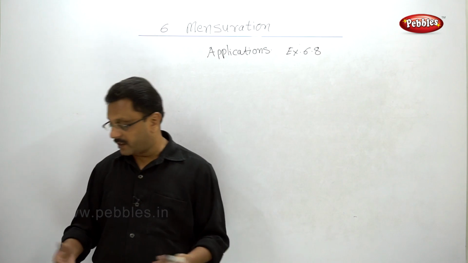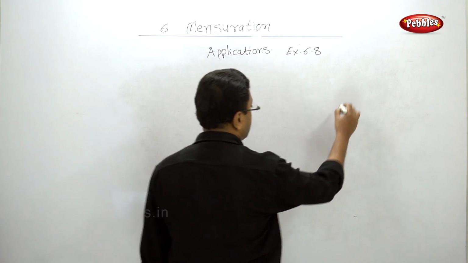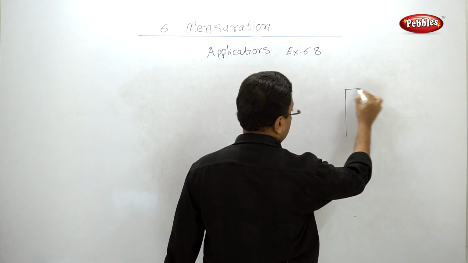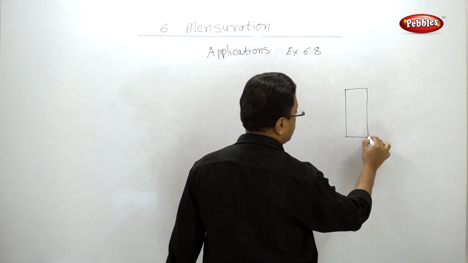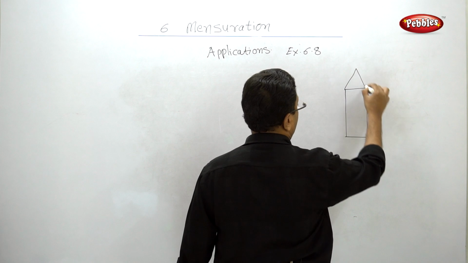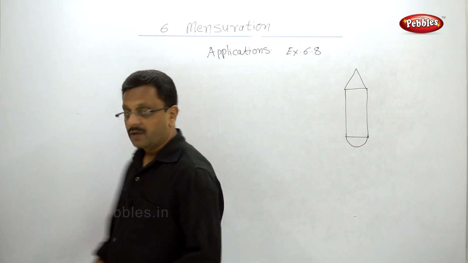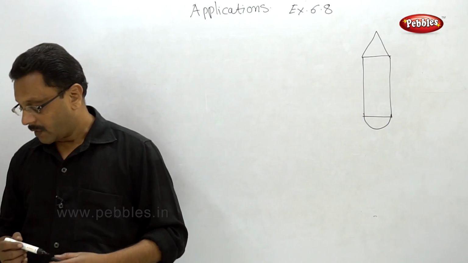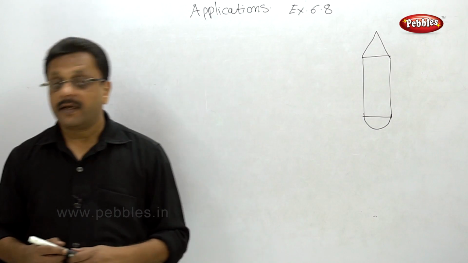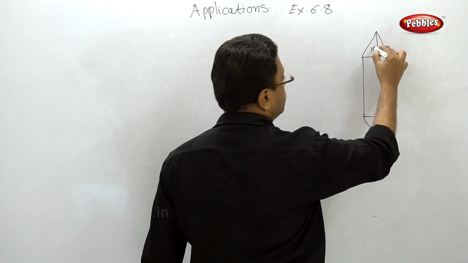Now the figure they have shown is something like this. Cylinder is there, then a cone on the top, and a hemisphere on the bottom. The figure is something like this. The height of the conical part is 10 centimeters. That means this is 10.